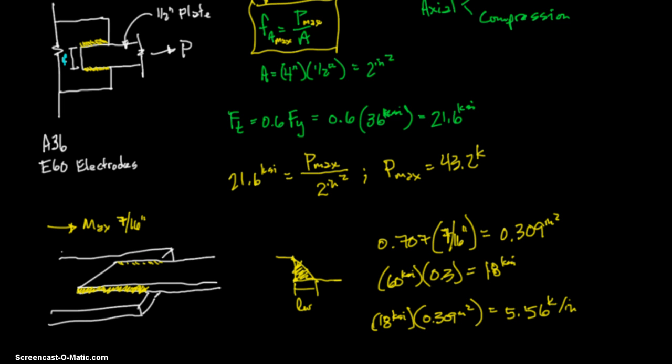We have, let's switch colors, we have 43.2, so let's go ahead and divide that out and see how many inches we need total. 43.2 kips divided by 5.56 kips per inch, and we're going to get inches. 7.77 inches. So what I would do is round up to 8. Now we have two sides, so we can get 4 on this side, 4 on that side. So your answer is 4 inches, 4 inches. I'll see you in the next video.